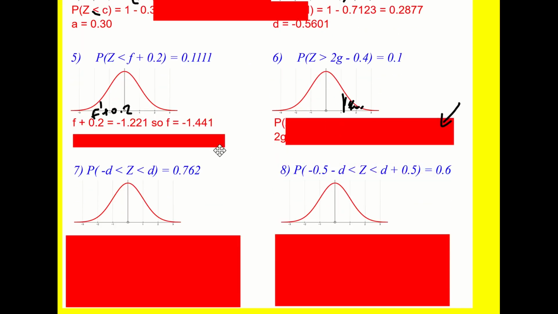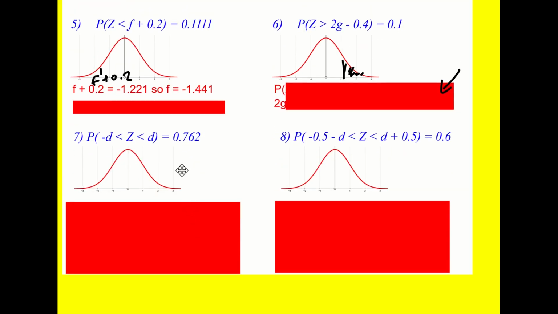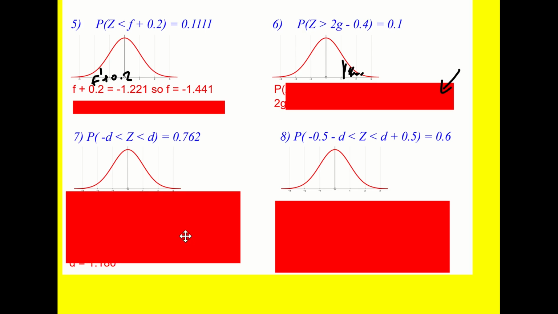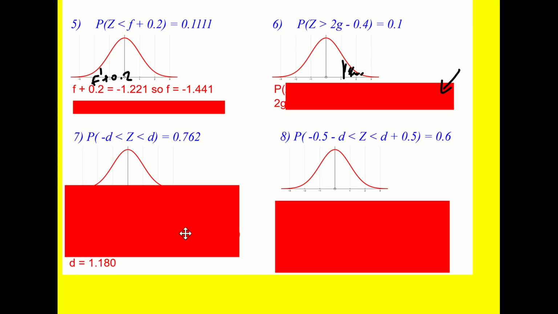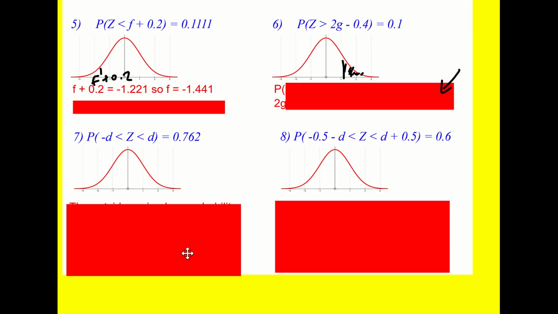Okay, 2 more. How about this one? Slightly unseen question. I've got D on the right and on the left. Well, let's see if you got it. This was the answer, 1.18. I'm going to talk about it now. Again, this is why the diagram really helps. I know it's 0.762. I don't know exactly where it is, but let's just put it here and here roughly.